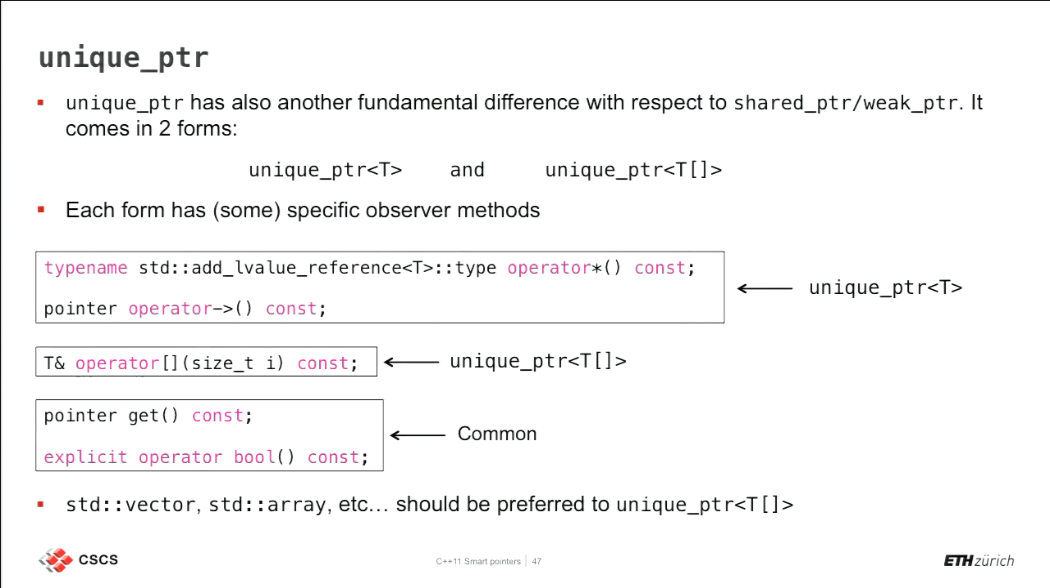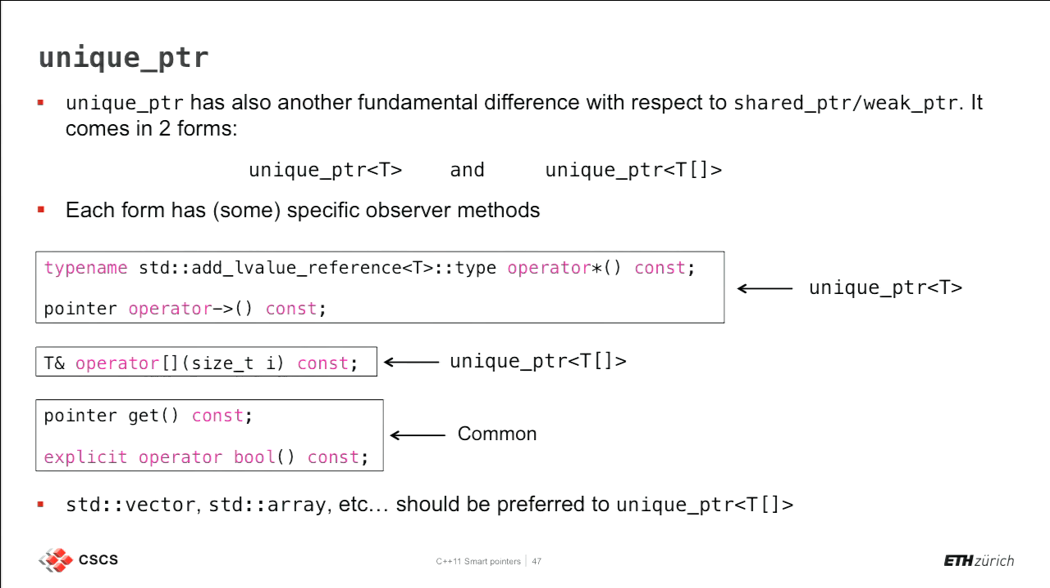And of course, the two different template specializations also provide a different interface, basically for the accessor operators, because for the single object specialization, you will have the dereferencing operator and the arrow operator, like for the smart pointer, while for the unique pointer specialization for the array type, you have the square bracket accessor, like for a standard array. There are also some common methods, which are, again, the get method, that returns the raw pointer, and the overloaded bool operator that allows you to check the validity of the raw pointer.